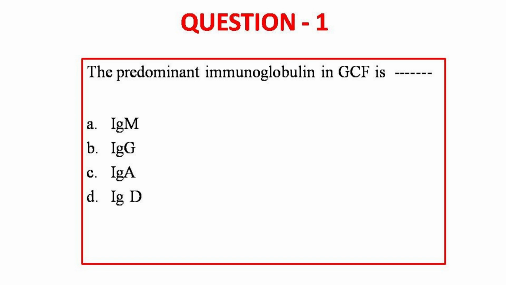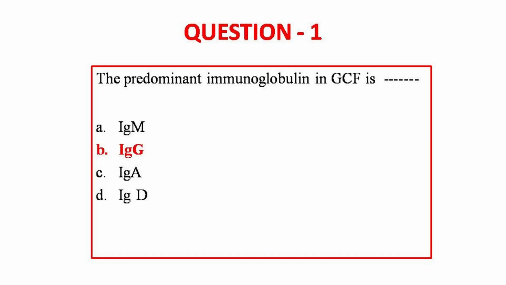We're going to see questions and answers from periodontics. So moving on to question number 1. The predominant immunoglobulin in gingival crevicular fluid is dash. They've given us 4 options: IgM, G, A, D. The answer is IgG. So the predominant immunoglobulin in the GCF is IgG. There are 5 immunoglobulins, that is IgG, M, A, D and E, and in the gingival crevicular fluid it's IgG.